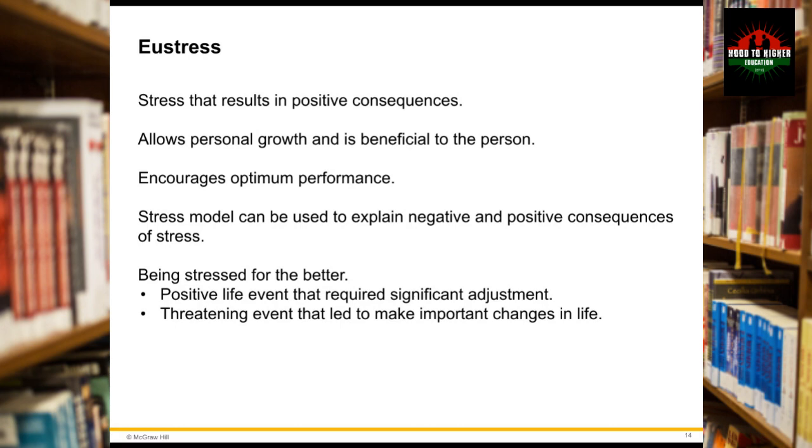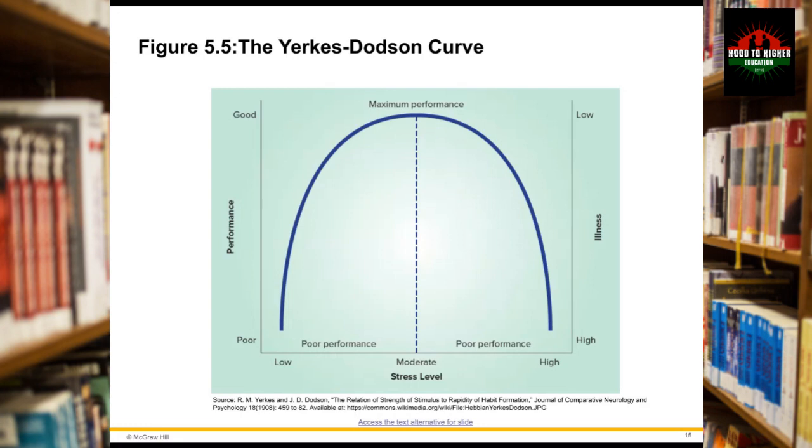Positive life event that required significant adjustment. A threatening event that led to make important changes in life. Okay, these are examples of eustress. Take some time, pause the video, look at figure 5.5 until you understand it. This is the Yerkes-Dodson curve. This is a famous curve, right? This may be a question on an assignment, but if you have the left-hand side, this is dealing with poor performance that can lead to good performance. The right-hand side, if we don't handle our stress levels, it can lead to illness.